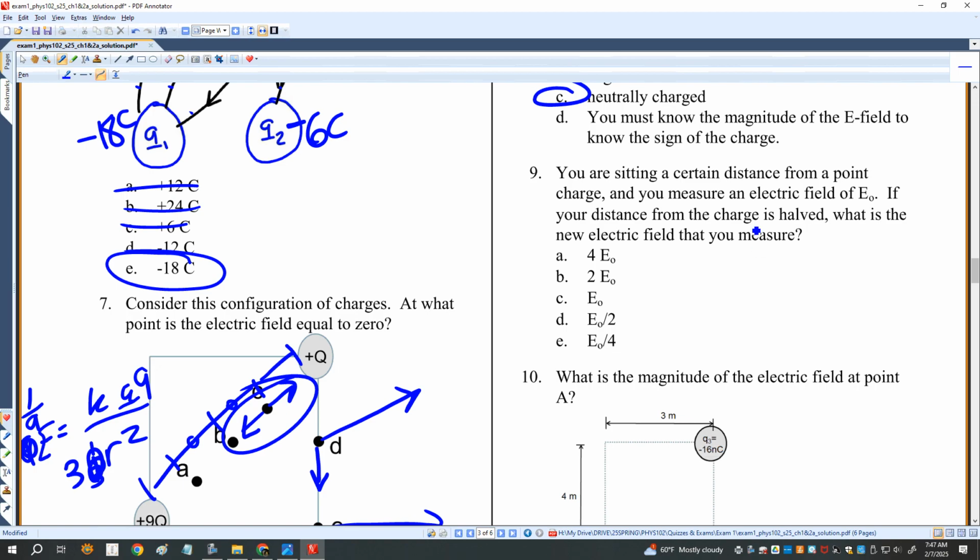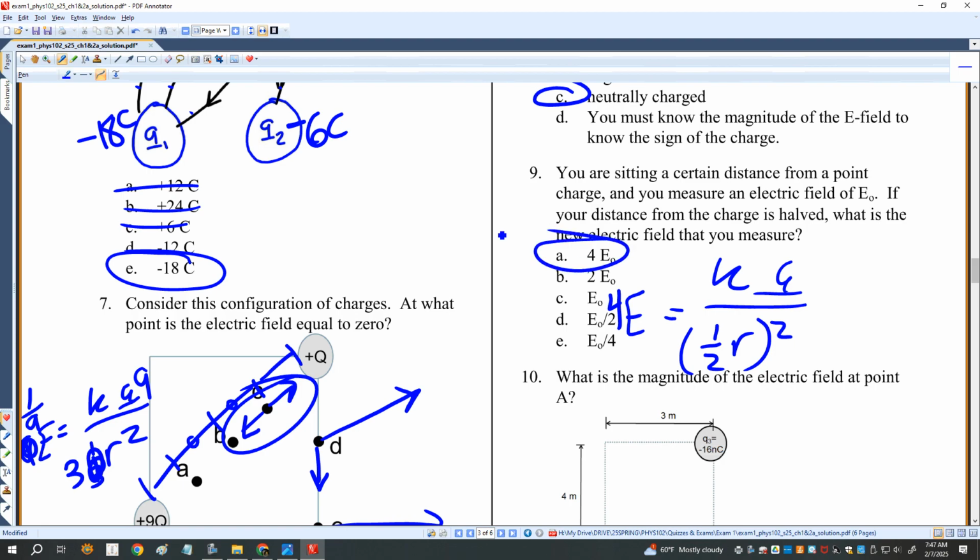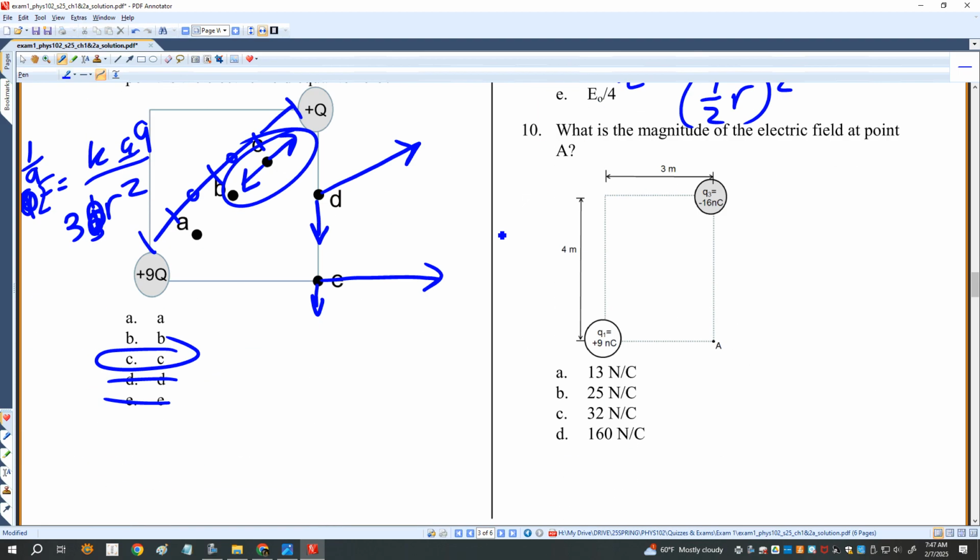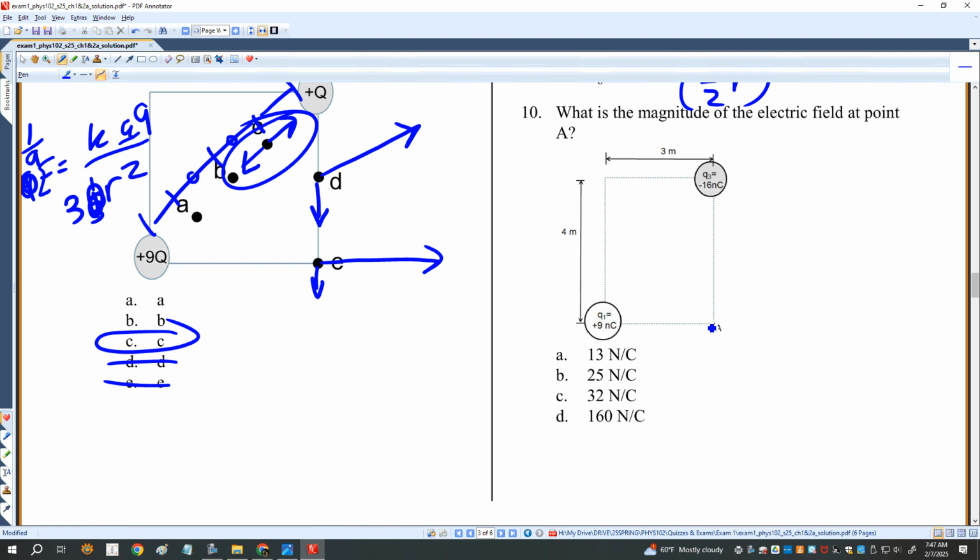I measure an electric field. What if I halve the distance? What is the electric field? So electric field is kq over r squared. If I halve that distance, that's half squared, which is 1/4. I get 4 times the electric field. I'm moving closer to the charge, so I get a bigger electric field. Well, what is the magnitude of the electric field here?